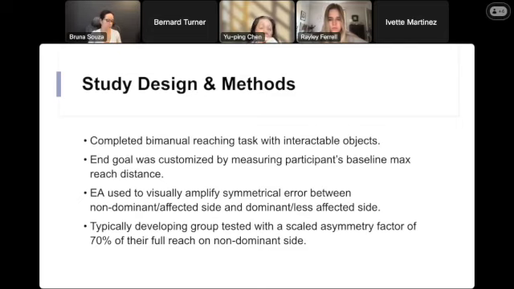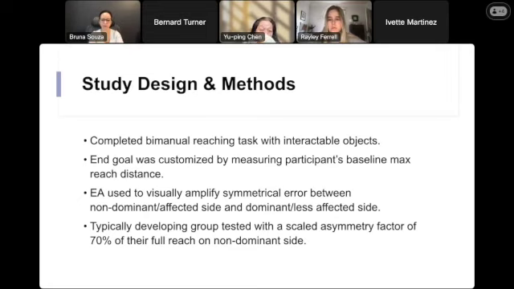Their end goal was customized by measuring the participant's baseline max reach distance. So if the participant's max reach distance was pretty far, they made the challenge a little bit more difficult for them to put the hot dog in the hot dog bun. They made those objects a little bit farther away. Whereas if their max reach was a little bit shorter, they put the hot dog bun a little closer to them, so they could have an easier reach.